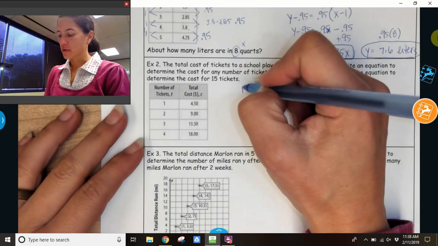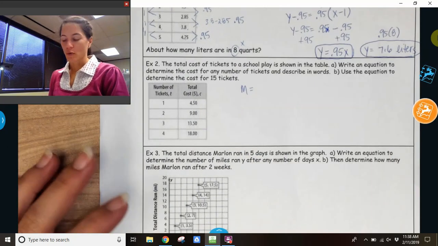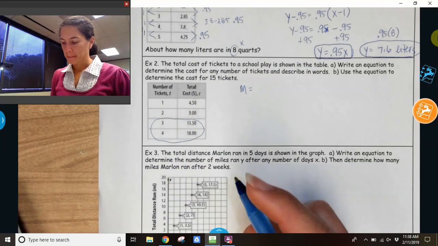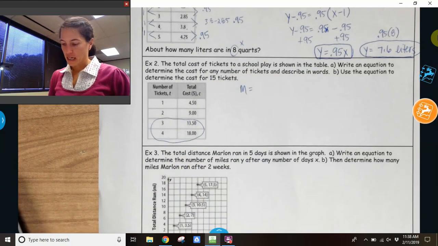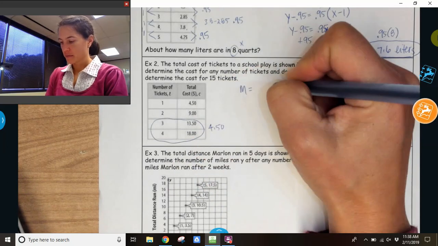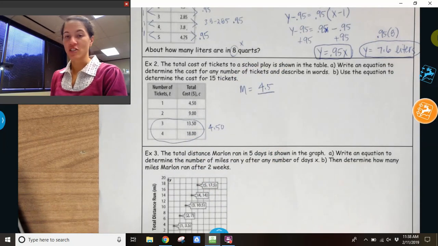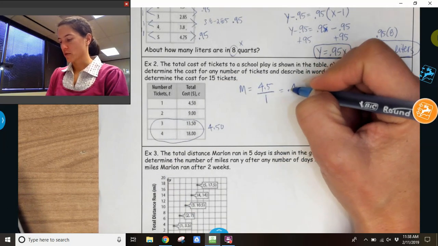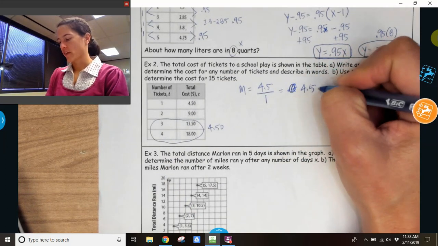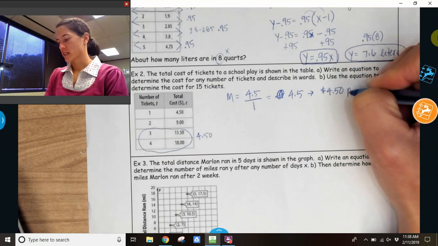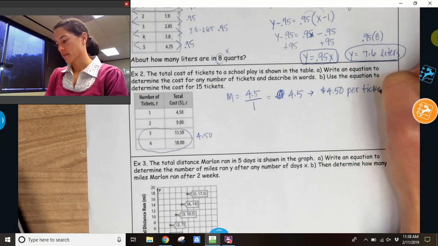I need to find the slope. So I'm just going to take these 2 points. And I get 18 minus 13.5. That's the change in y over the change in x. So my slope is 4.5. And what that means is $4.50 per ticket.